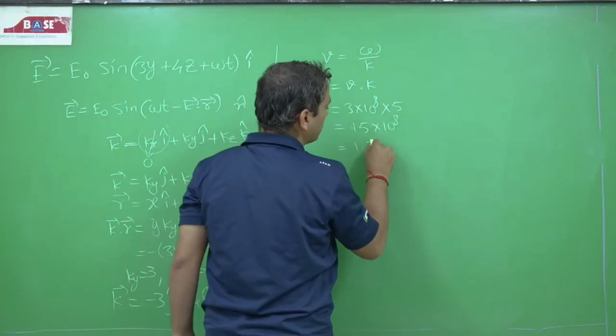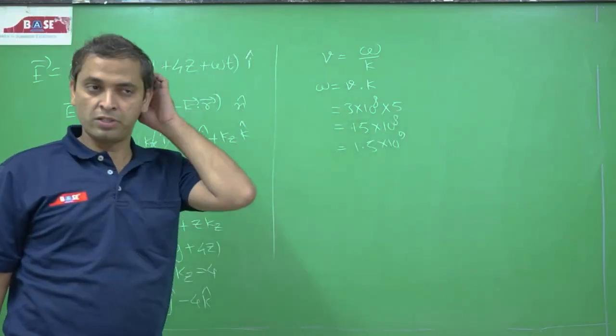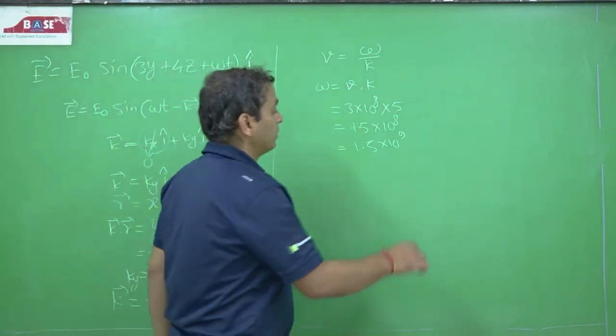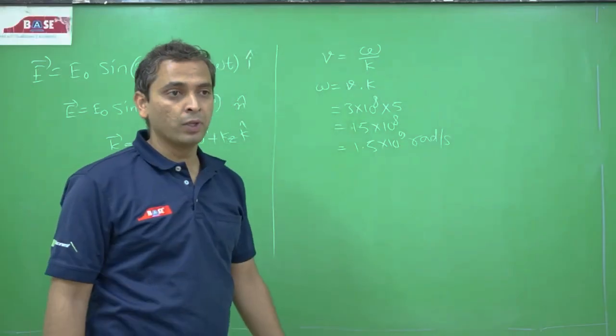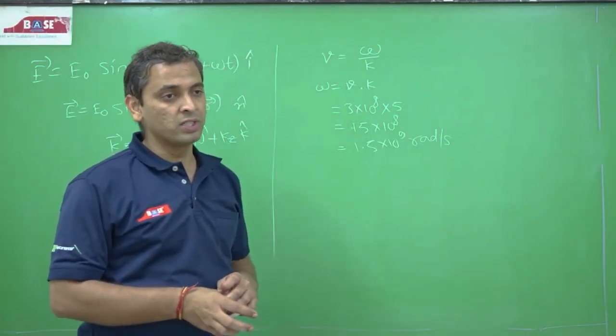That is basically 1.5 into 10 power 9 radian per second. So that will be option C is also correct. The magnetic field associated with this wave is given by.